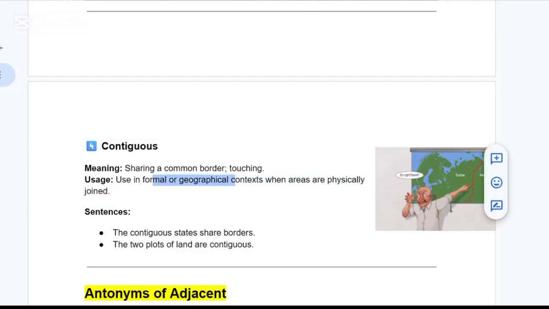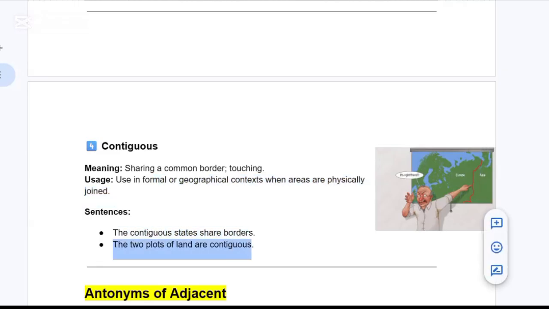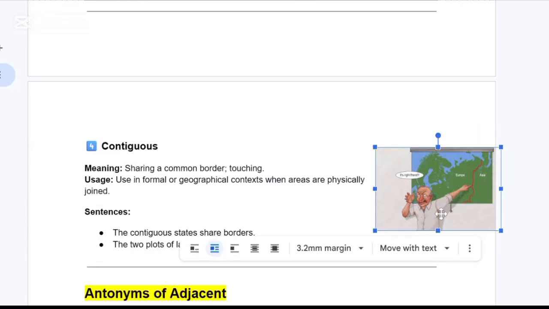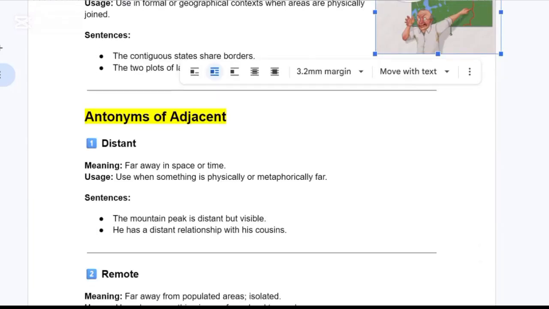Used in formal or geographical context when areas are physically joined. The contiguous states share borders. The two plots of land are contiguous. Just like in this picture you can see, the land has a common border.